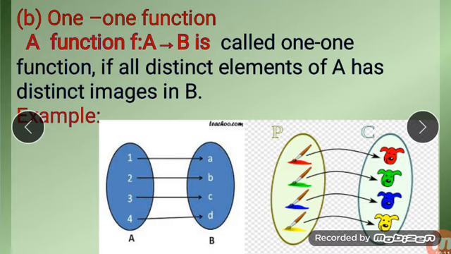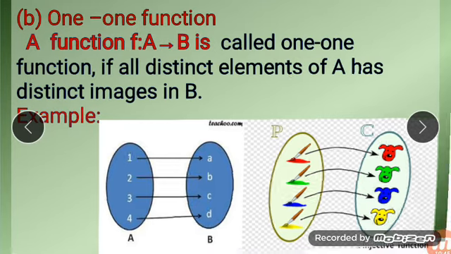We have another type of function here, one-to-one function. A function f: A to B is called one-one function if all distinct elements of A have distinct images in B. One-one function states that every element is connected with only one element in set B, as 1 is with a, 2 is with b, 3 is with c, and 4 is with d. Similarly, red color with red shape, green color with green shape, blue color with blue shape, and yellow color with yellow shape. So this is known as one-one function.